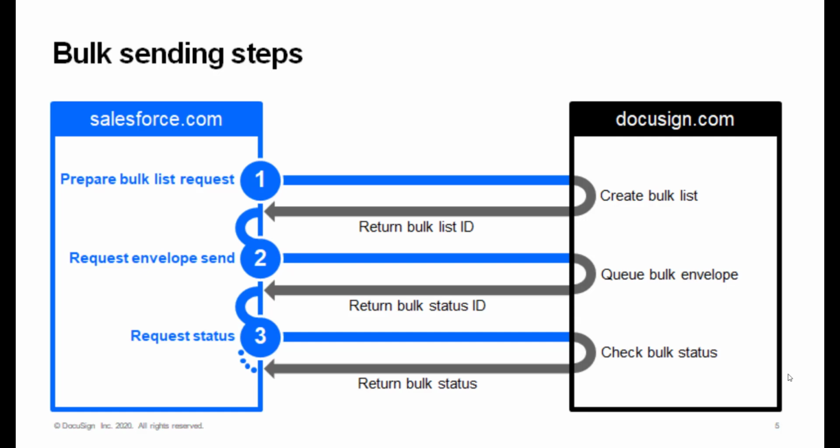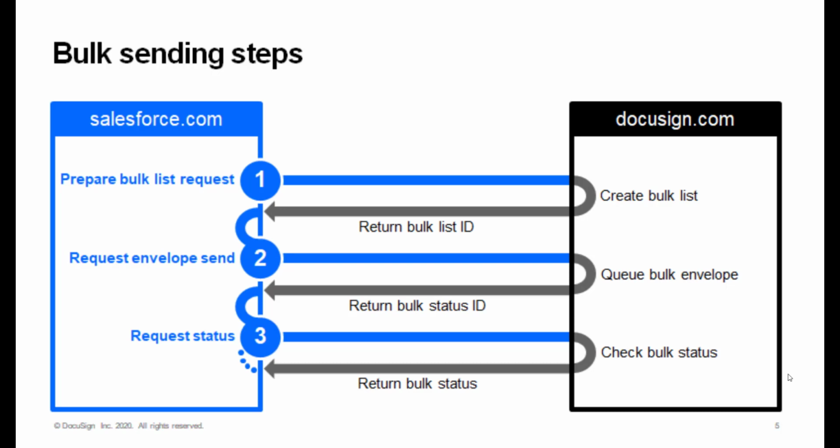First off, my Apex code needs to prepare a bulk list request, which involves pulling together a list of recipients and sending that to DocuSign. When DocuSign receives that request, DocuSign creates a bulk list, and then DocuSign returns the bulk list ID to my app. Using the bulk list ID, my app next has to create an envelope using a document or template, and then transmit a bulk send request that contains the envelope and the list ID from the previous steps. DocuSign queues up that bulk send and returns a bulk status ID so that I can check the status of my bulk send.